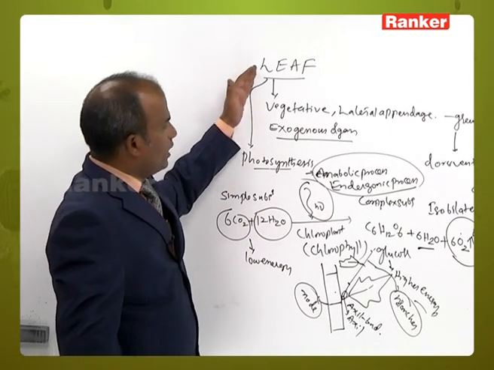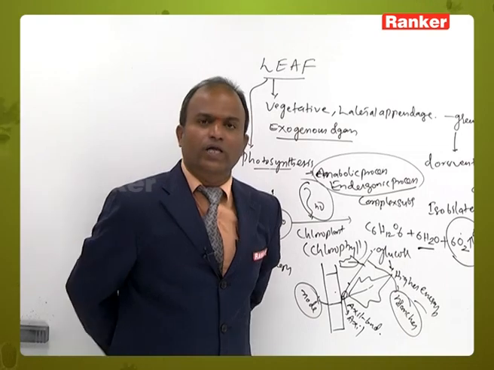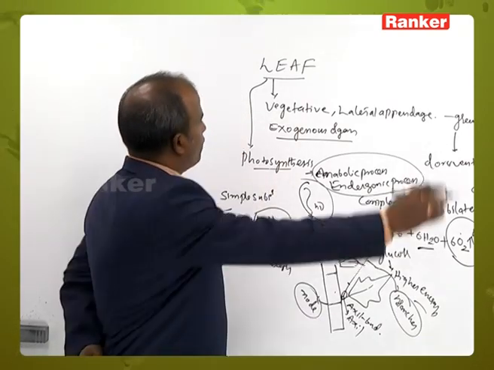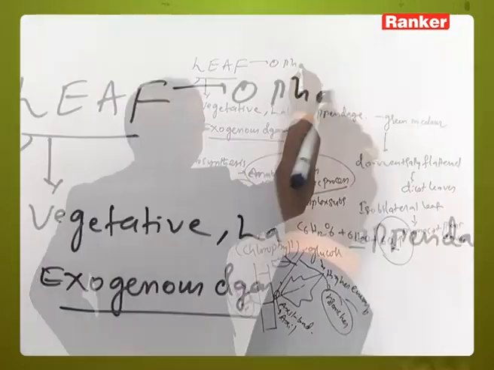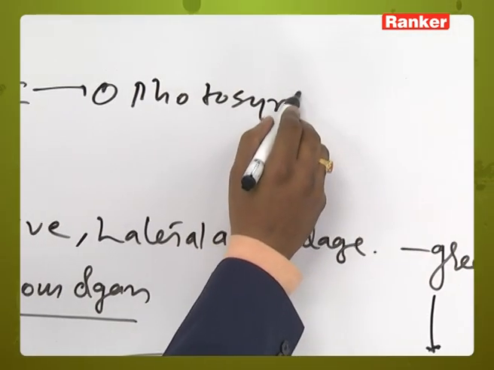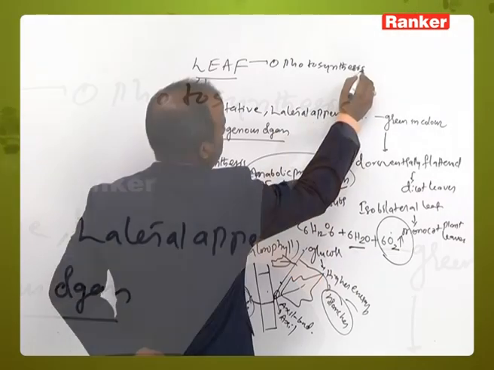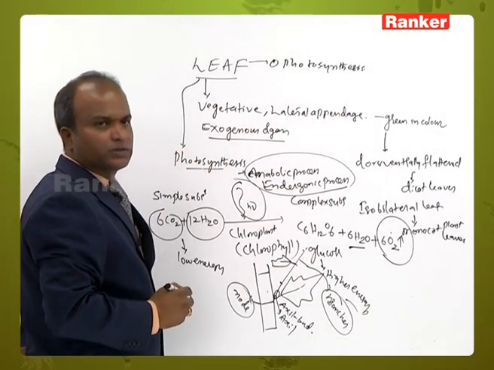Now, about this leaf. How many functions does the leaf perform? The first function is photosynthesis.